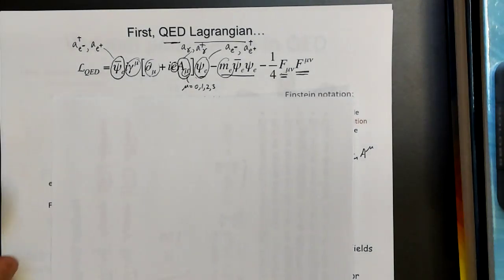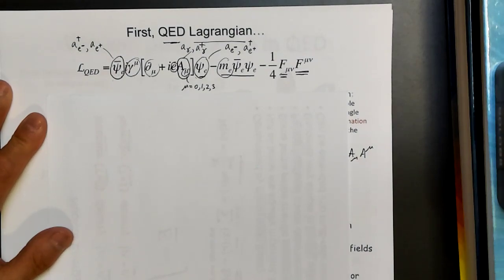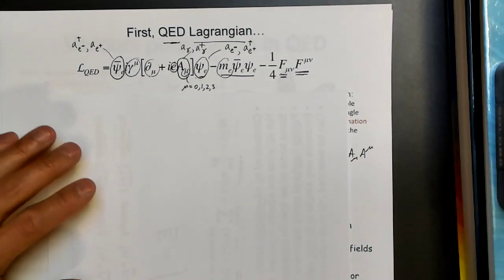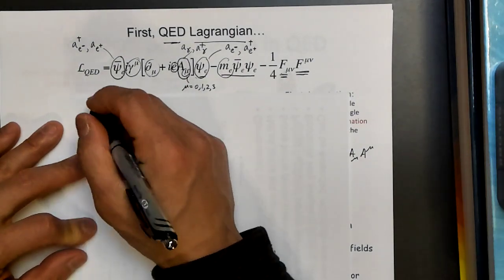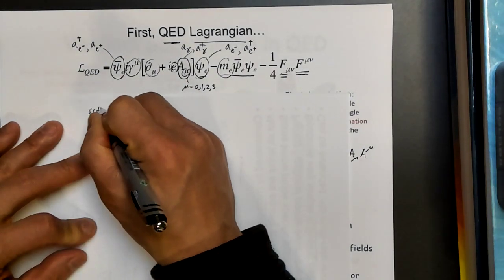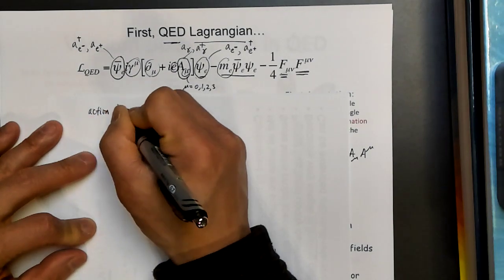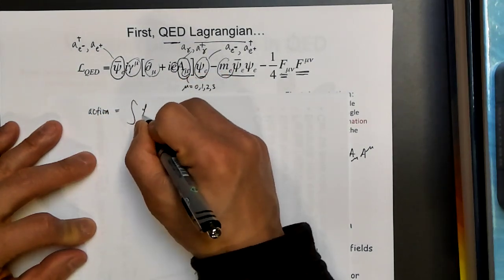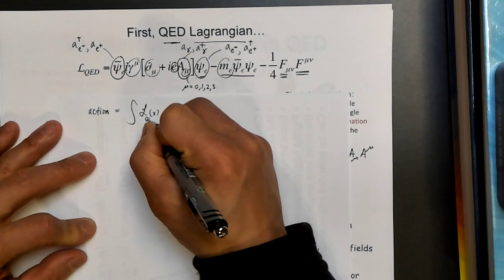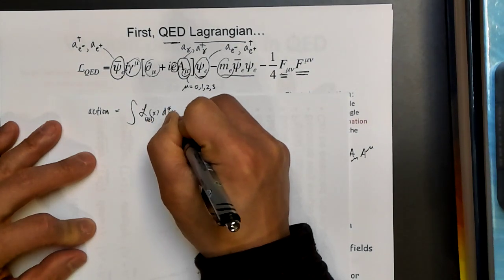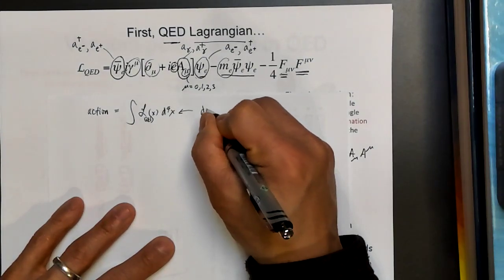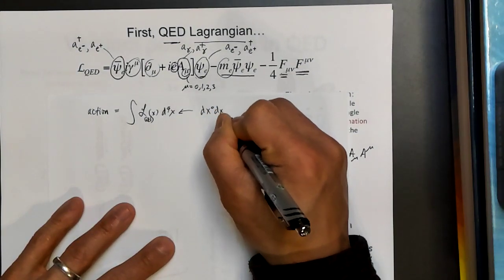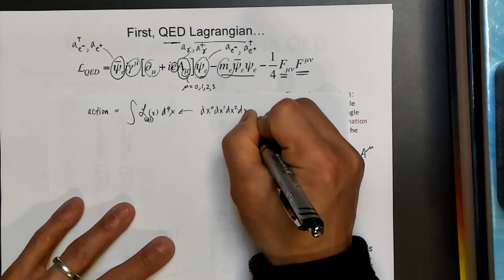So here is the Lagrange density for quantum electrodynamics. The Lagrange density meaning that the thing, what's called the action, the thing that we want to minimize, is the integral of the Lagrange density, where d^4x is just the integral over the x0 component, x1 component, x2 component, x3 component.